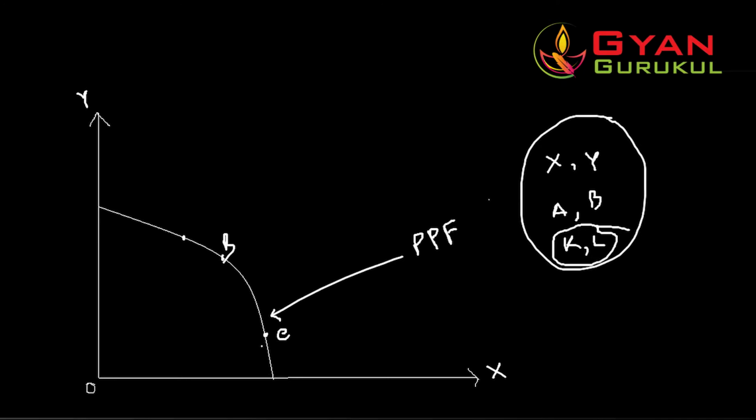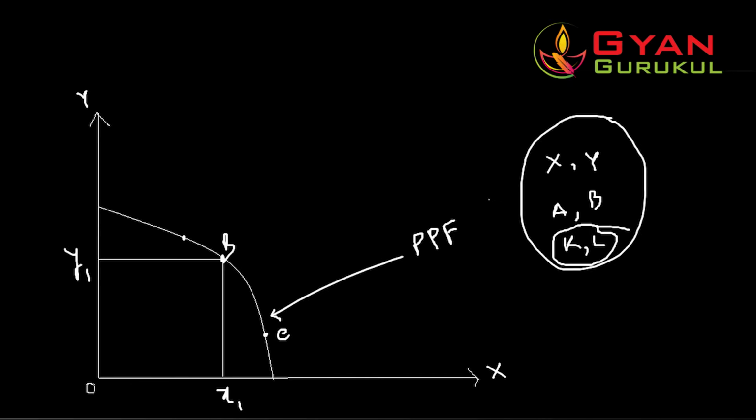Okay, now for simplicity, let's take one particular point. Let's say this point, point B. Now let me draw the Edgeworth box. How much of x is being produced? Say this much of x, x1, and y1 amount of commodity y has been produced at point B. For simplicity we are taking only one point.